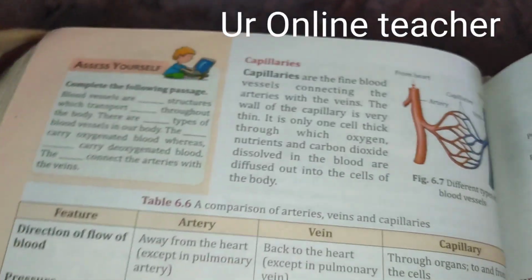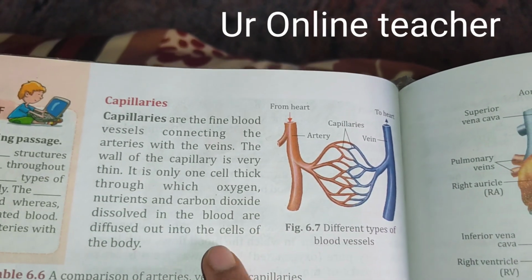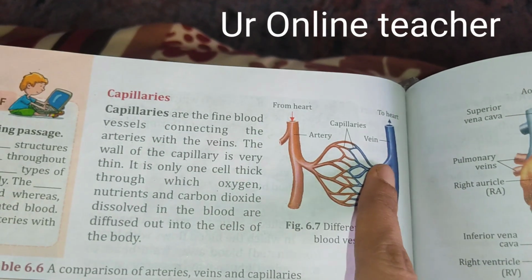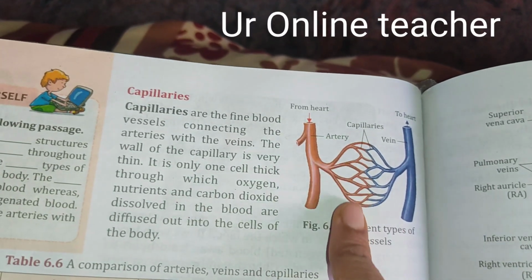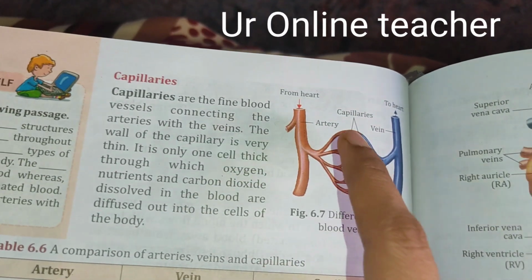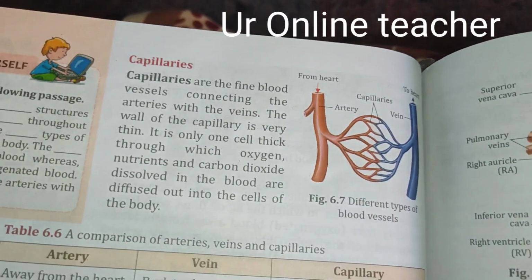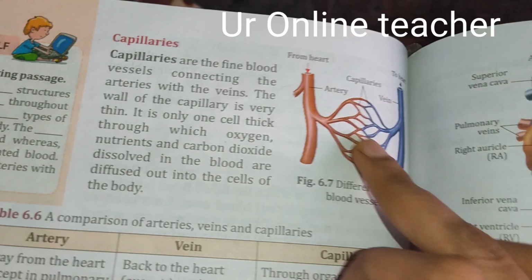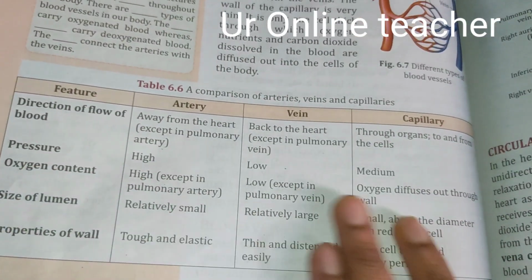Then what are capillaries? These are fine blood vessels connecting the arteries with the veins. So arteries and veins are connected by fine blood vessels. The walls of capillaries are very thin. They are only one cell thick, through which oxygen, nutrients and carbon dioxide dissolved in the blood diffuse out into the cells of the body. Then they gave the difference between all the three.